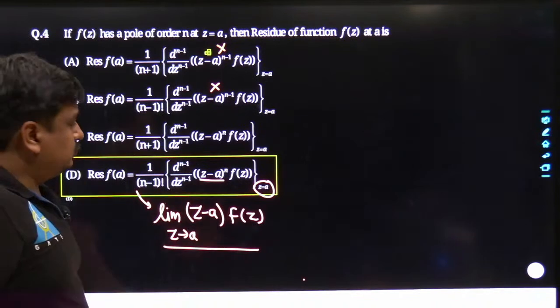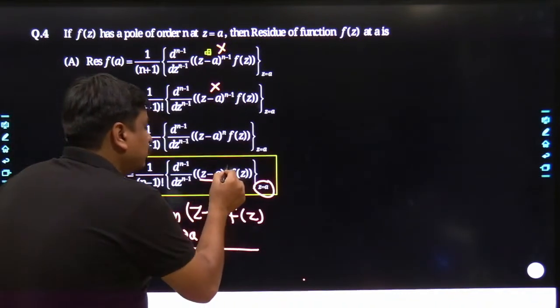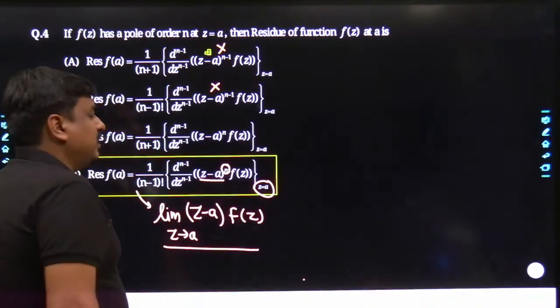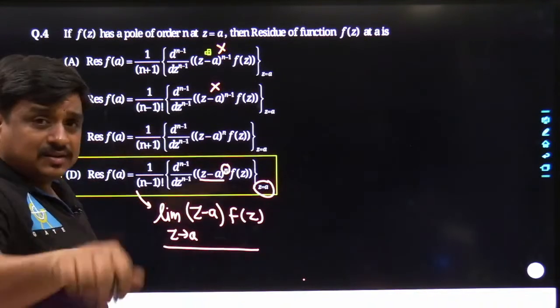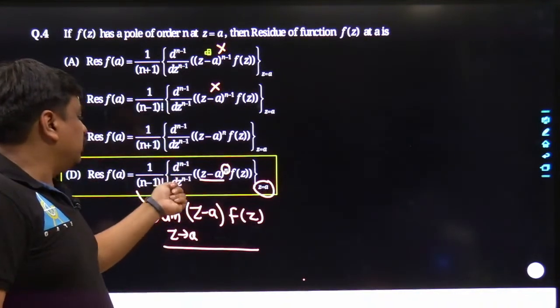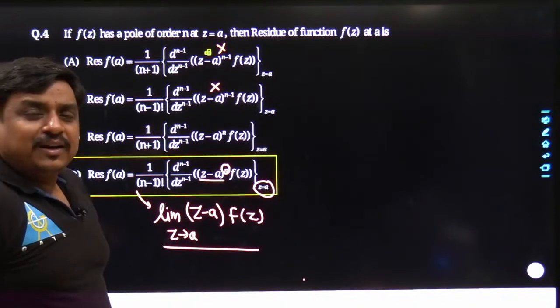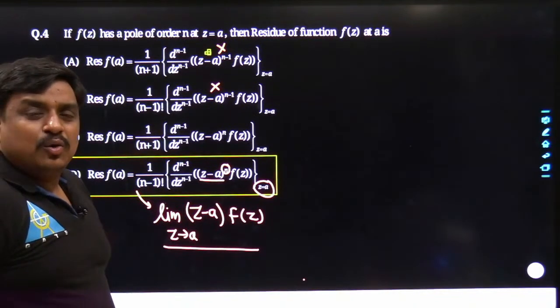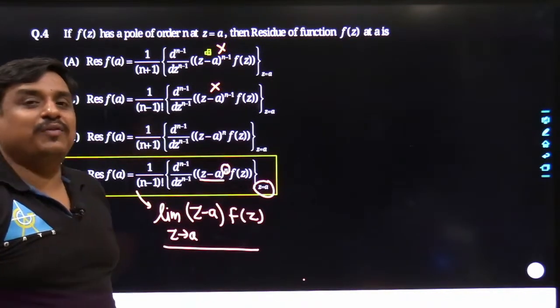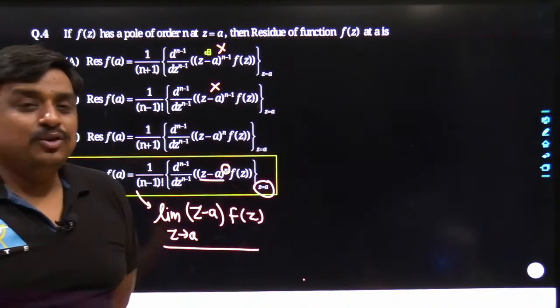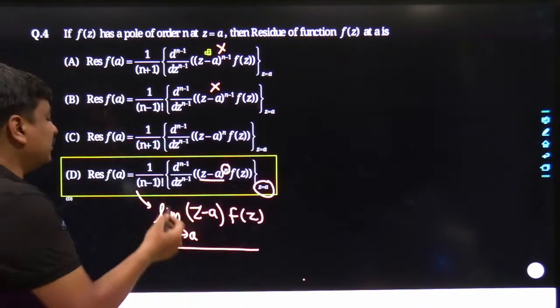That has been done, so nobody would have any confusion. What was the power of z minus a? That's the first thing. Next, many of the students used to have one doubt: sir, would you be having the factor like d^n by dz^n, or would we be having the factor of d^(n-1) divided by dz^(n-1)? My dear friends, obviously it would be n minus 1.